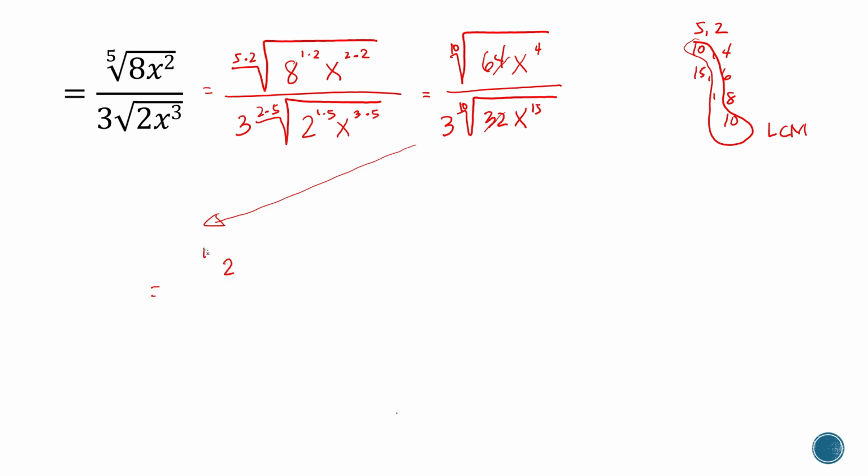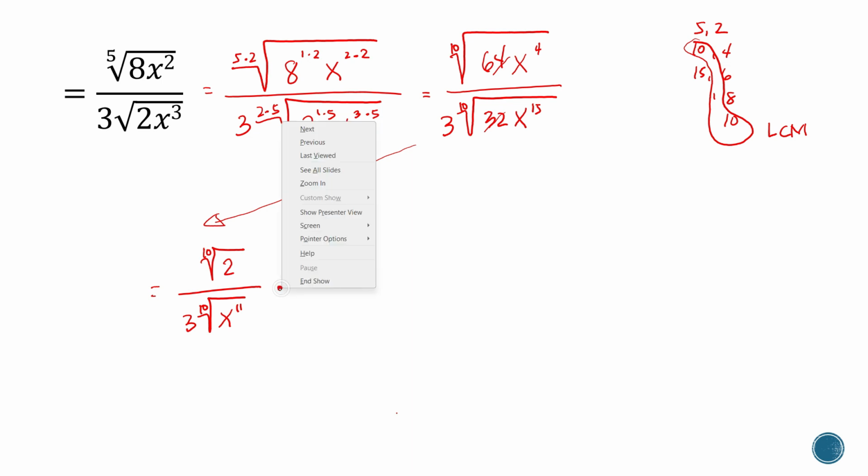So 10th root of 2 over x raised to 4 over x raised to 15, that's 4 minus 15, but we want to make the exponent positive. So it's going to be 15 minus 4, and that 11 will be in the denominator, the exponent 11. So 3 tenth root of x raised to 11. All right. Next.